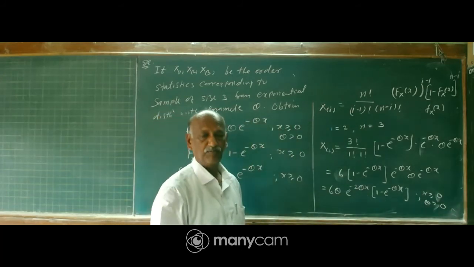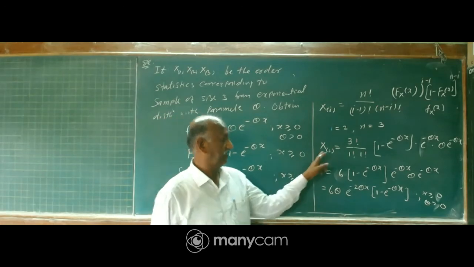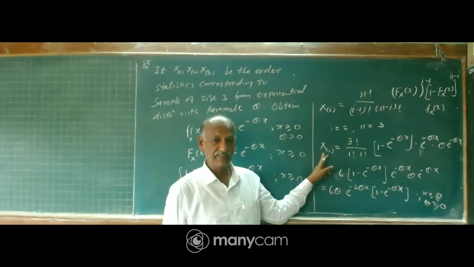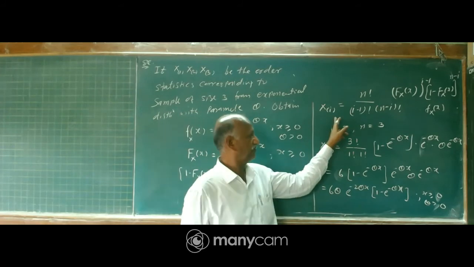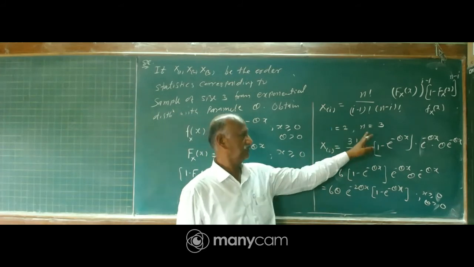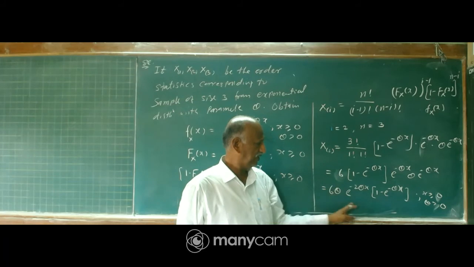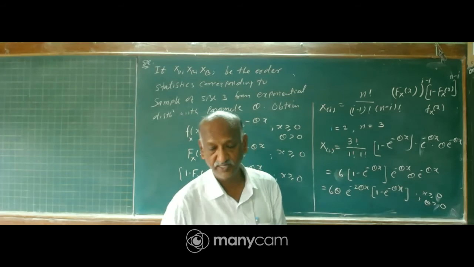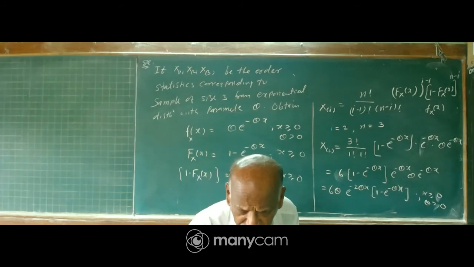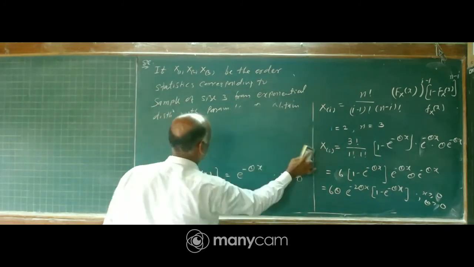This is the probability distribution of the median X order 2, that is the median for this particular example. Now let us take the other example.